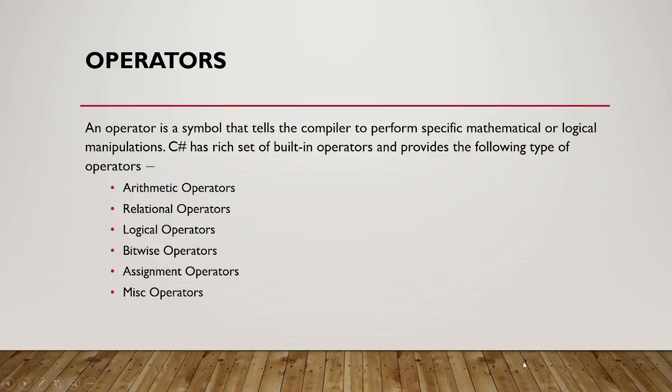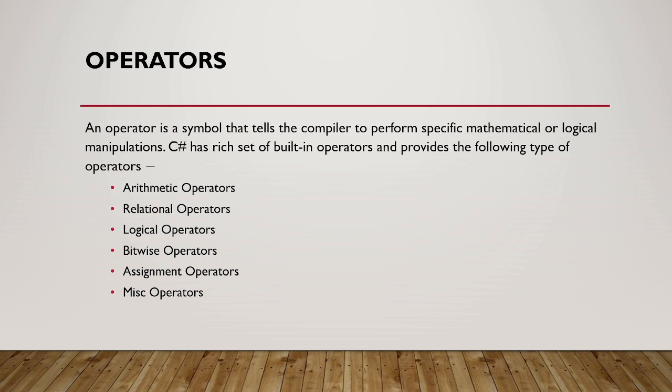Hello everyone, welcome again. Today I am going to show you what the operators in C sharp are. An operator is a symbol that tells the compiler to perform a mathematical operation. Any mathematical operation, any logical operation, we require the operators.